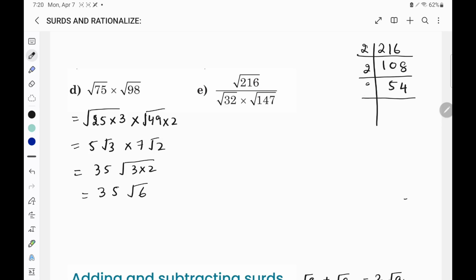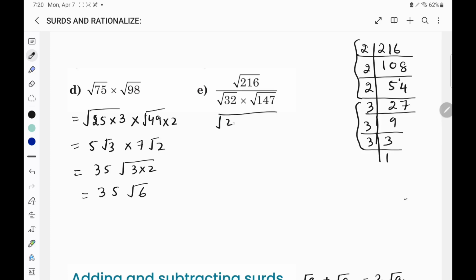Again 4 is in the last, so take the 2 times table. 2 times 2 is 4. 2 7s are 14, because 1 is the remainder. Now 27 is 3 cube, and this is 2 cube. You know that it becomes 6 cube. 3 times 9 is 27, 3 threes are 9, and 3 ones are 3. So we have these numbers, okay? So you can write down as 2 into 2 into 2 and 3 into 3 into 3.